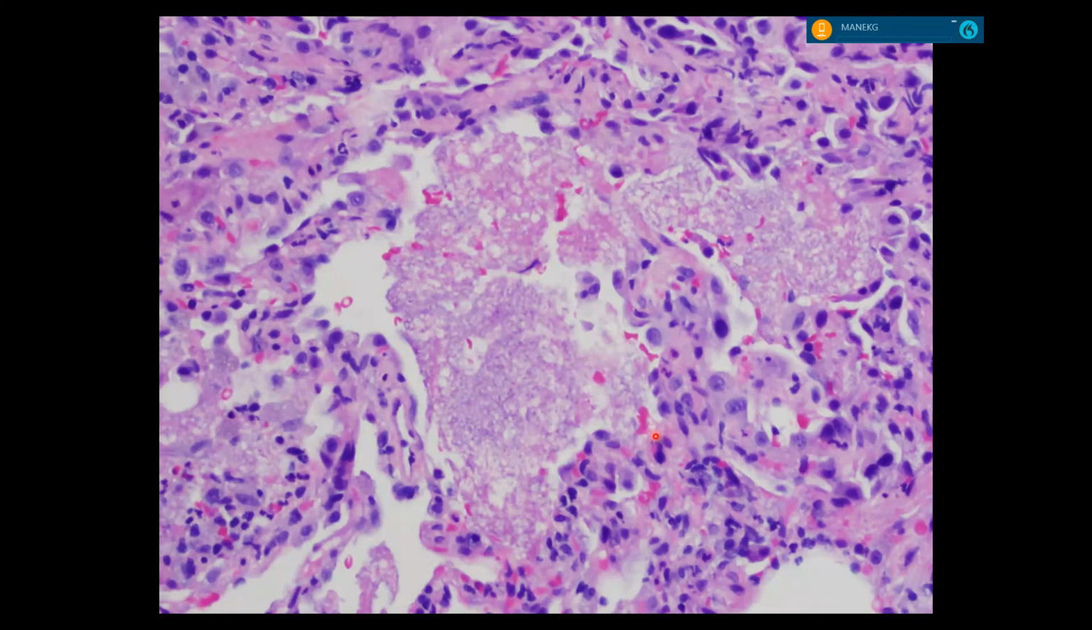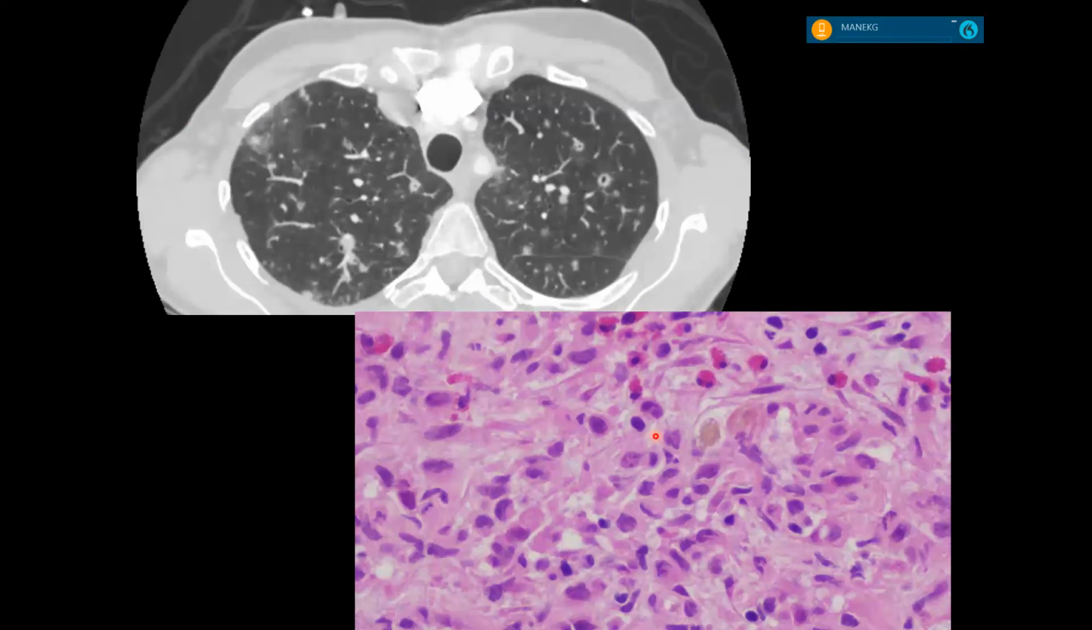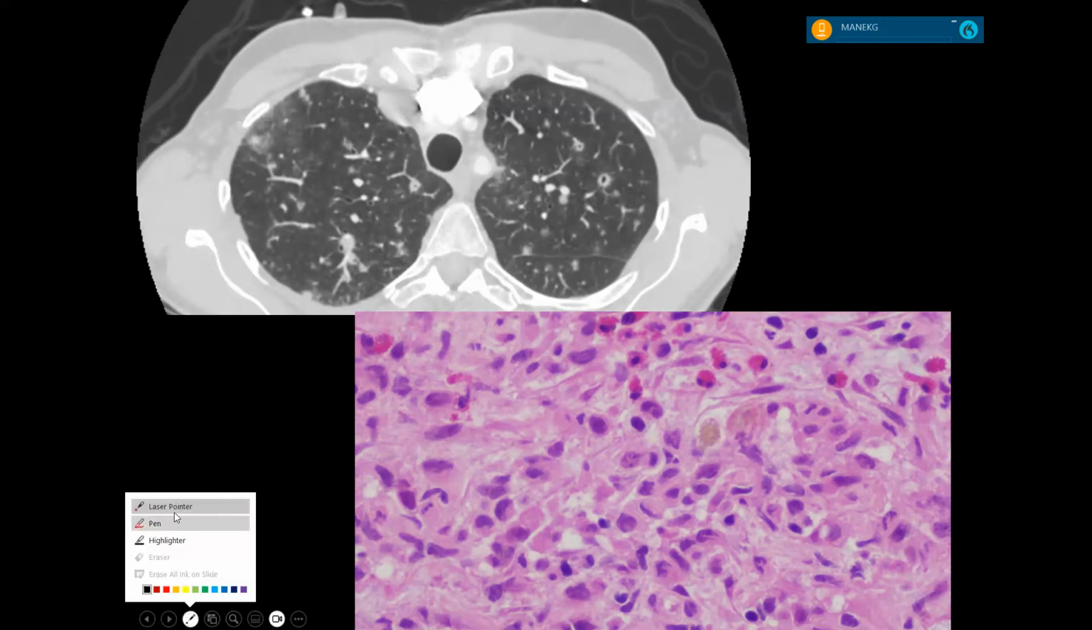Pneumocystis. All right. I'm just going to change the pointer to white, because in the H and E part it doesn't show up, right? Yeah, go for it.